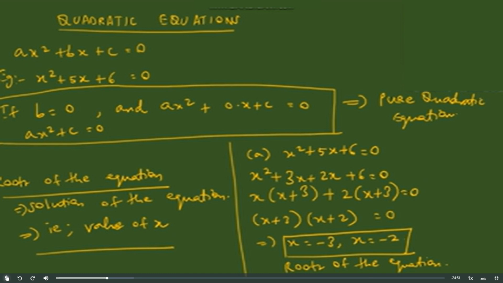Now I'm giving you the same equation which I gave you. Okay, I gave you an equation 3x square plus 5x plus 6 equal to 0.